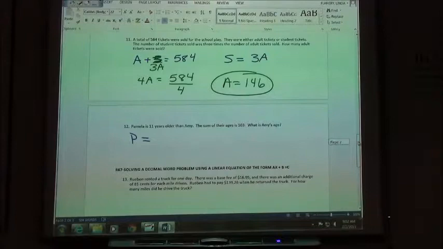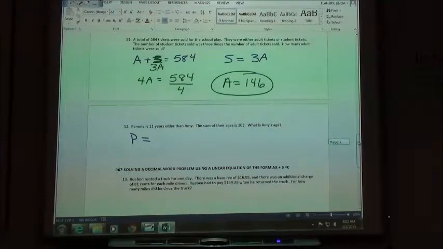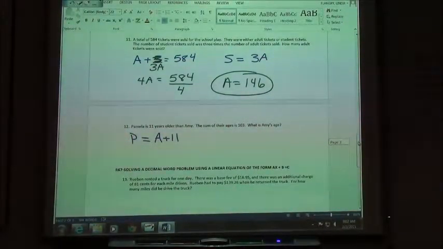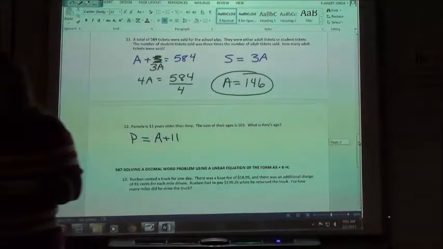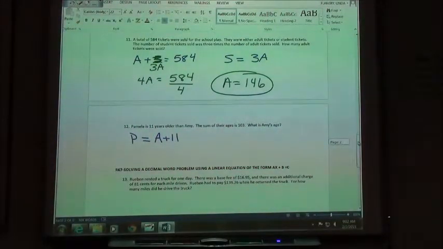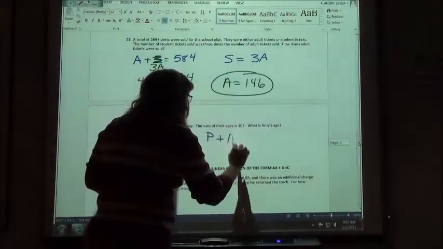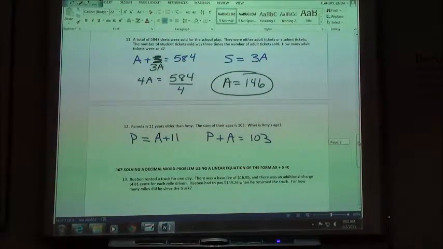Now I'll get to the part where I'll have to add. 11 years older than Amy. How am I going to show 11 years older than Amy? A plus 11. There we go. So P equals A plus 11. Now my other equation says the sum of their ages is 103. How am I going to show that? P plus A equals 103. Exactly. Sum means I'm adding Pamela and Amy's age to get 103.